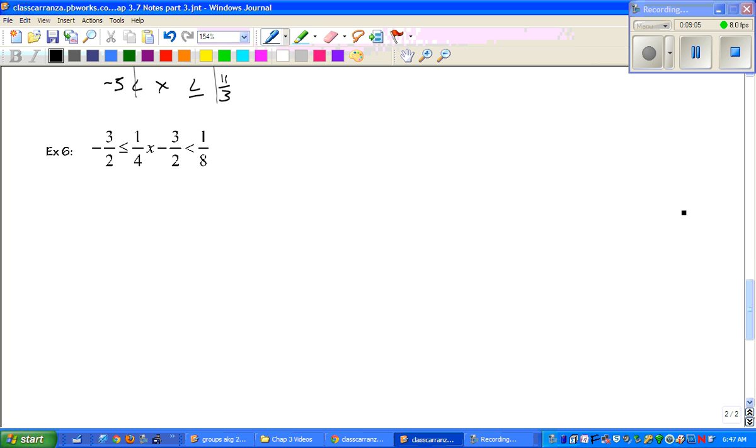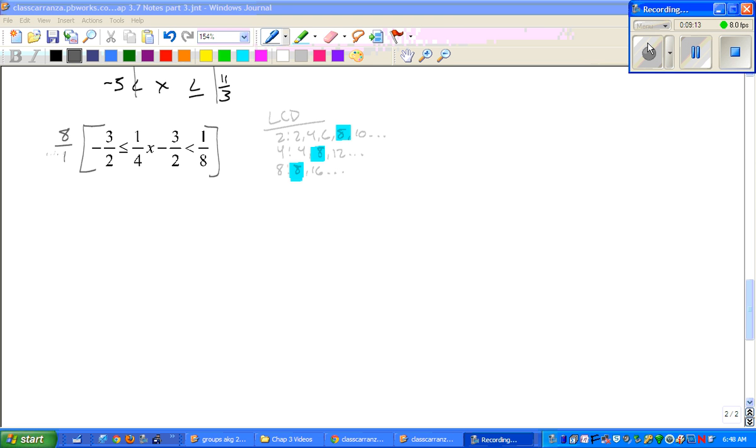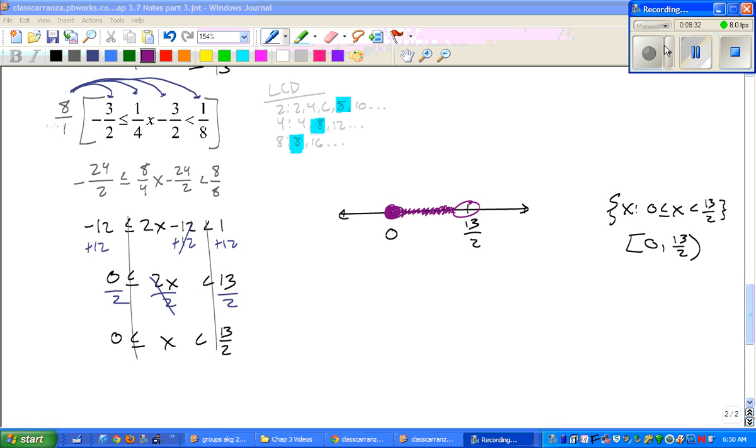All right, last example. All you guys, go ahead and pause the video and let's see how you do. Real quick, did you find what the LCD was? The LCD was 8. Okay, so go ahead and distribute, multiply that all the way across, and I'll check in with the final answer. Go ahead and pause the video, please. All right, and there's the rest of the work.